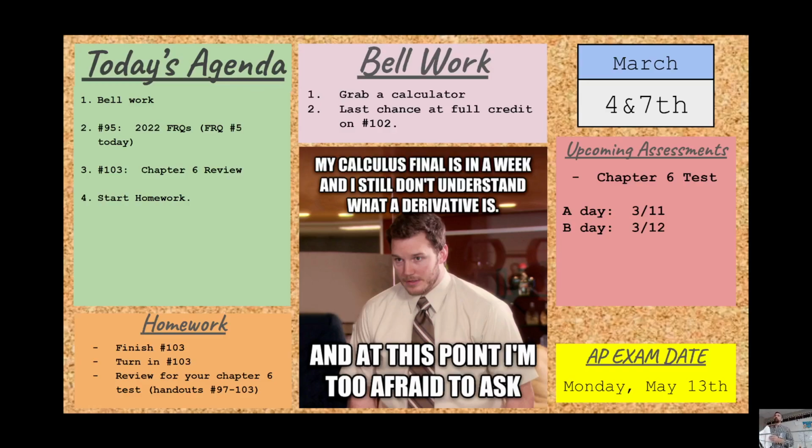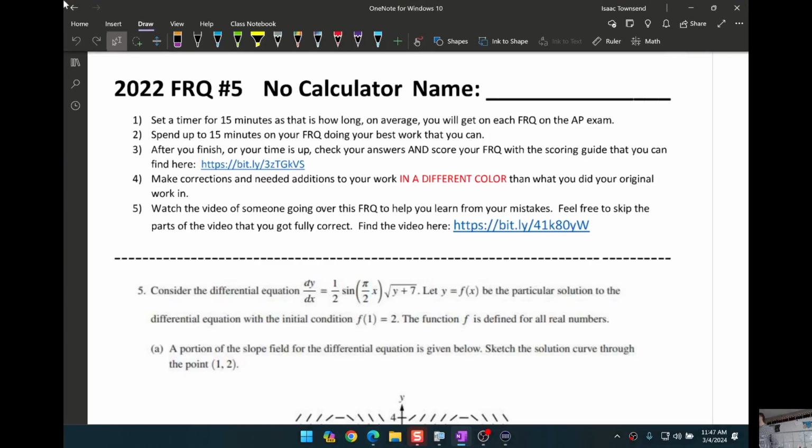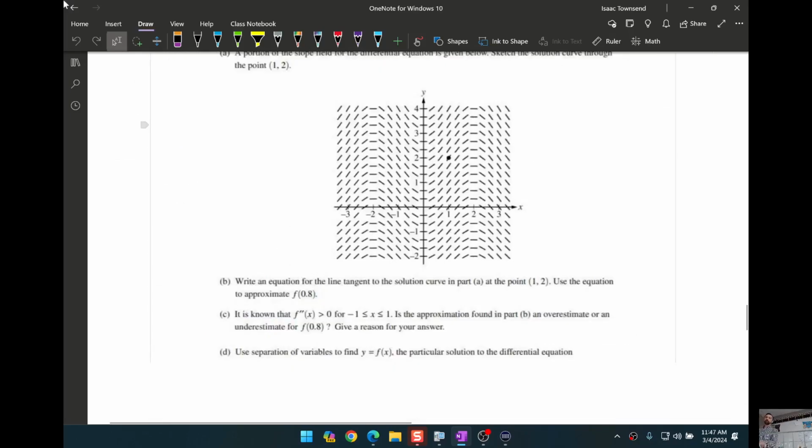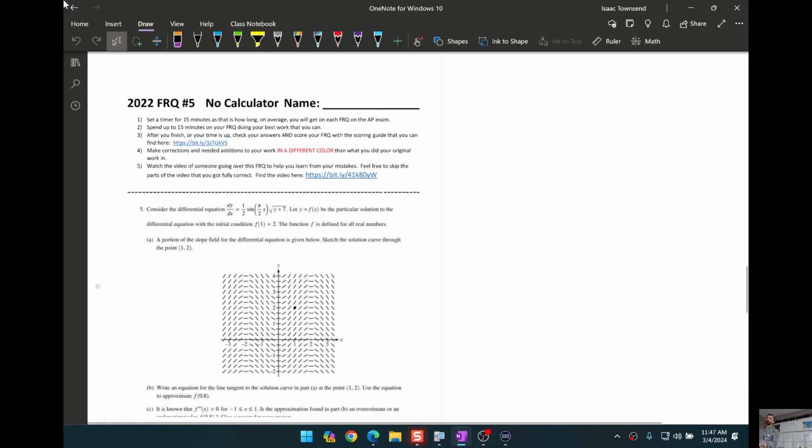So, like we've done before, I want you to put in a real effort to see how you do and see how you actually score without any more preparation. So, just to be clear here, I'm talking about this one. FRQ 5, the one that looks like this.